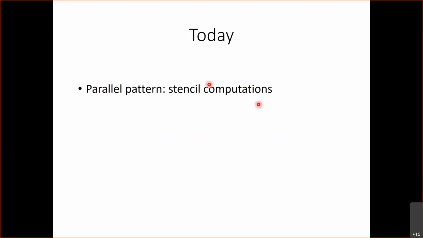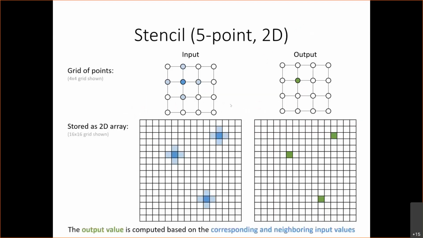Last time we spoke about stencil computations, and we saw how a stencil computation is a computation where you have a grid, and in this grid, you're trying to compute a value at some point in the grid, and the value at that point is going to depend on the point itself, as well as the neighbors of that point.